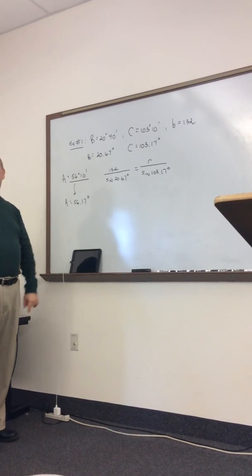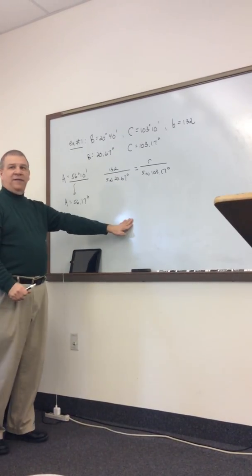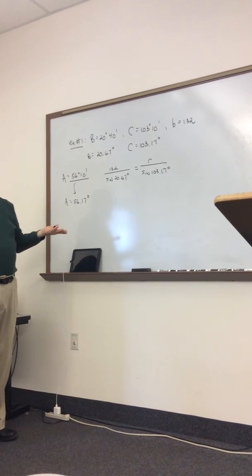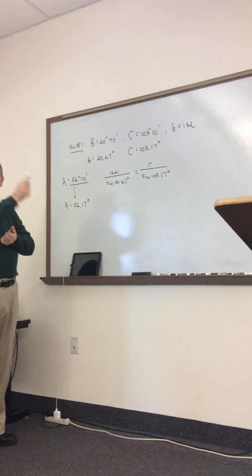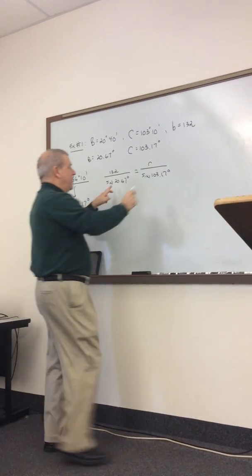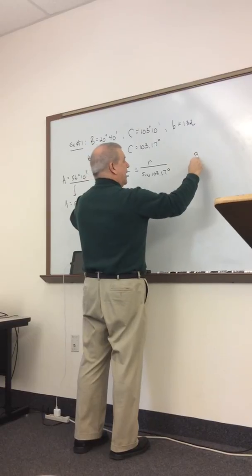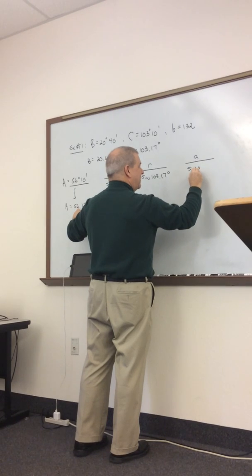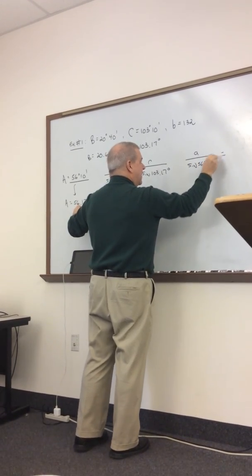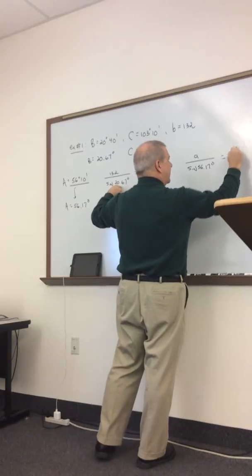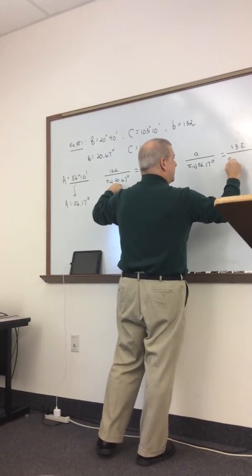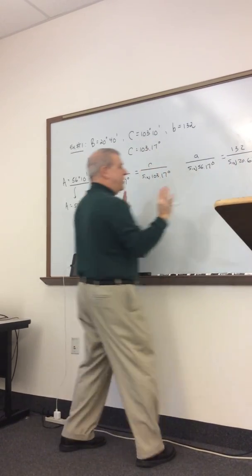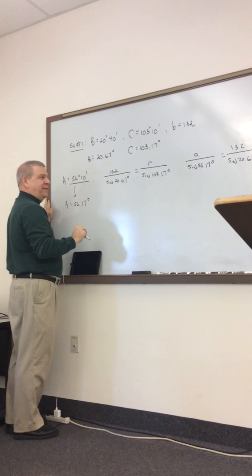It's the same as yesterday. This would be the proportion to find C. Somebody give me the proportion to find A, because that's the only other side I have to find. John. A over the sine of 56.17 degrees equals, and then the B over the sine of the B is going to stay the same. Now, I hope when I check that homework that I'm going to see these proportions written down. That's what you must write down.